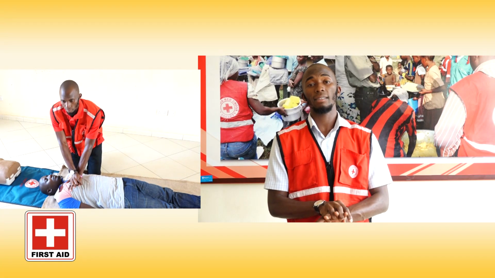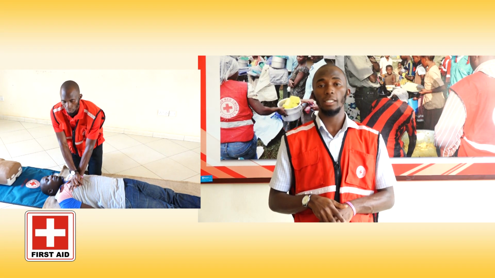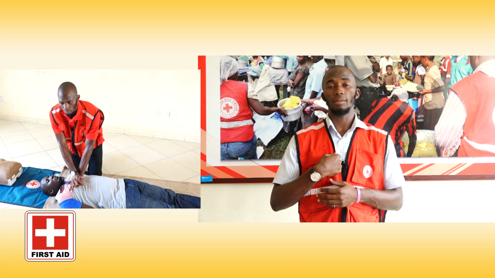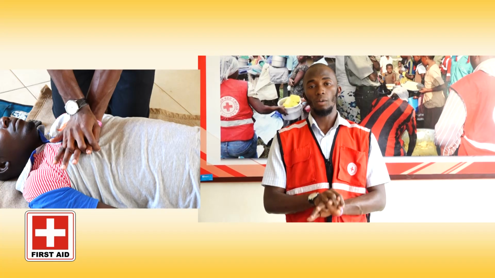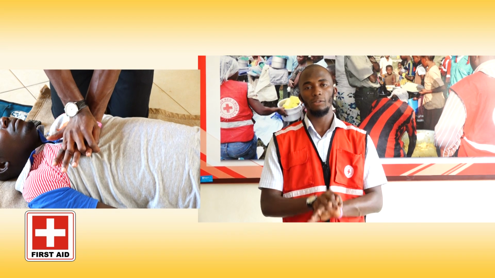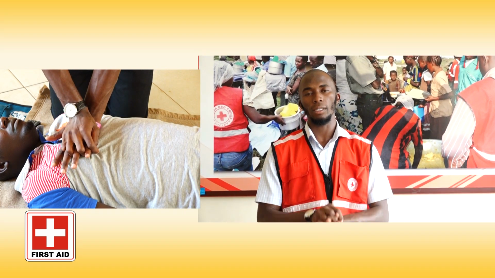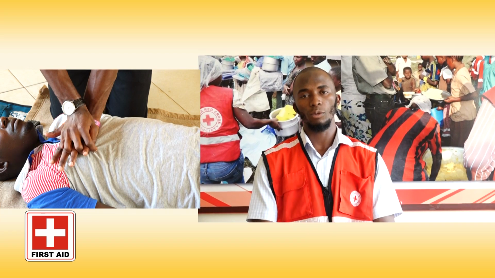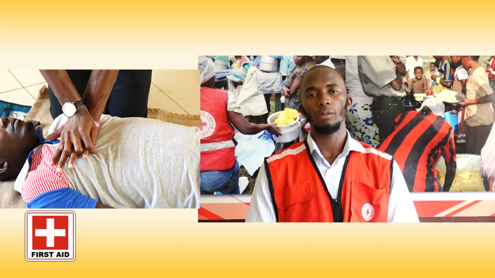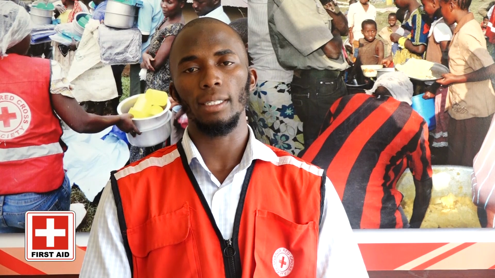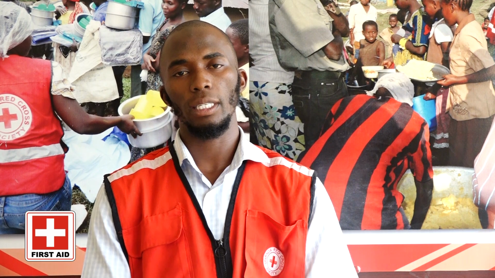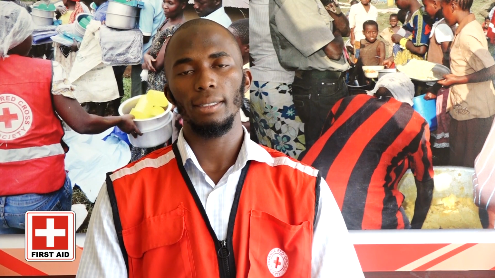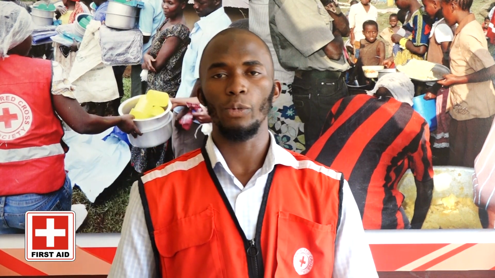I will put my hands on the chest of the casualty. That is where the sternum is, between the nipples. Then I will compress the chest 30 times with a rhythm. 1, 2, 3, 4, 5, 6, 7, 8, 9, 10. 1, 2, 3, 4, 5, 6, 7, 8, 9, 20. 1, 2, 3, 4, 5, 6, 7, 8, 9, 30. I give the 30 chest compressions.